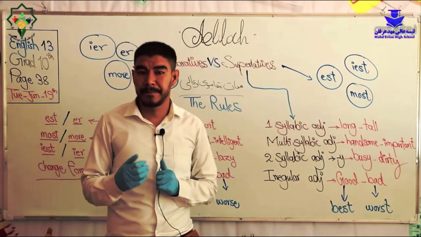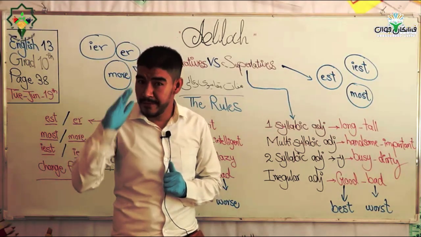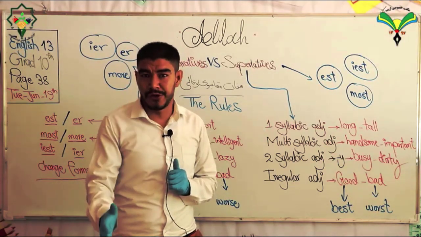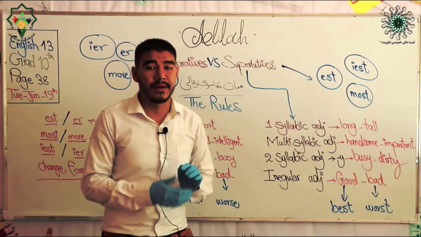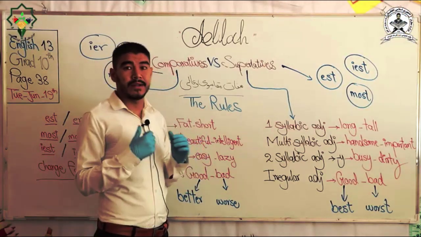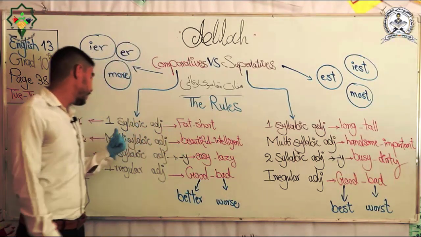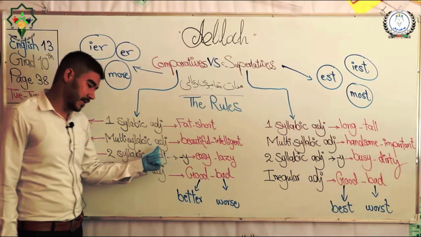For example, fat. Fat. So it has one syllable. Short. Short. It has one syllable. Okay, this is one rule for that we can use them in comparative adjective. Number one was finished. Number two, multisyllabic adjectives.